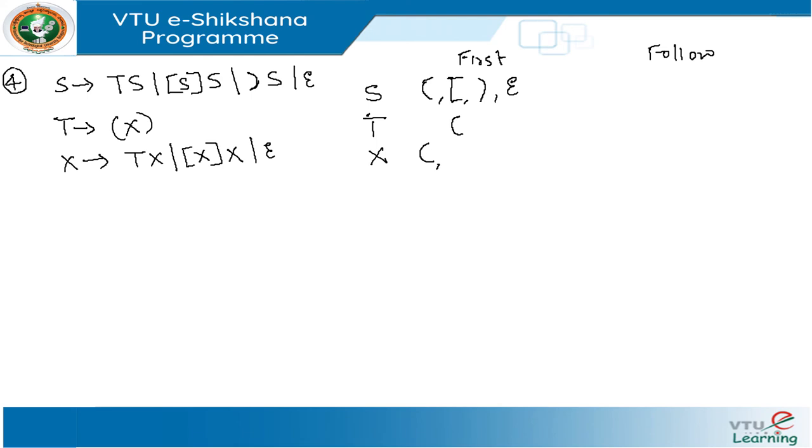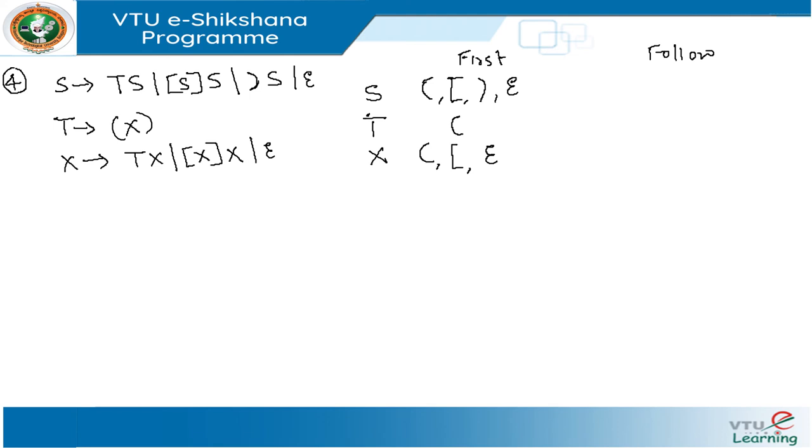Then in the second alternative, we will get the opening square bracket. Then in the third alternative, we will get the epsilon. So these are the first set symbols for all the non-terminals. Now we will construct the follow set for the non-terminals.